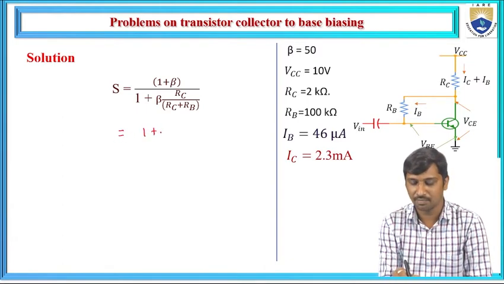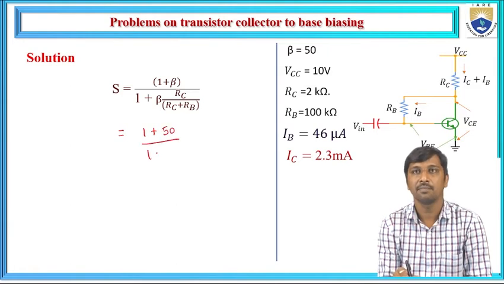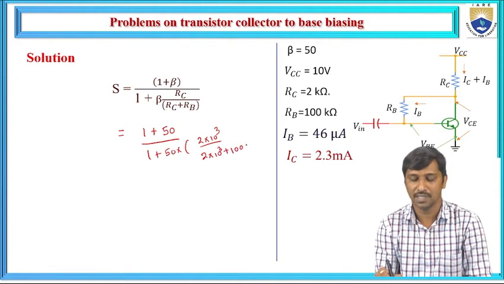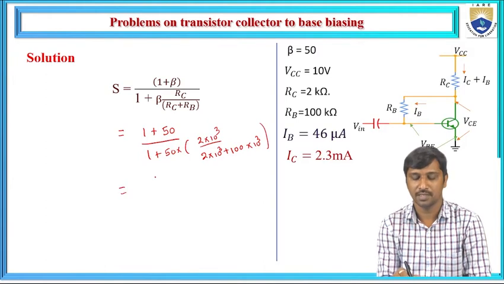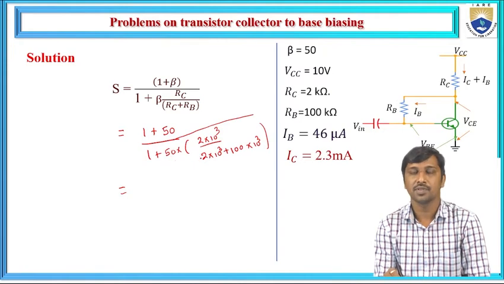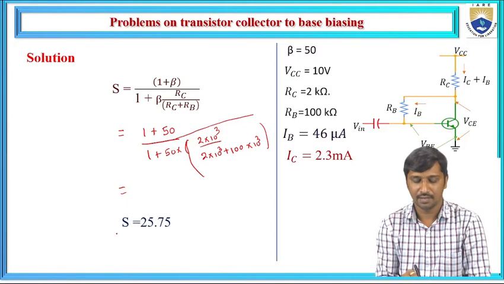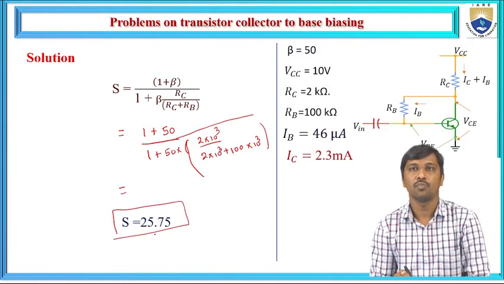So (1 plus beta) is 50 by 1 plus 50 times RC, which is 2 kilo ohms, 2 into 10 to the power of 3, divided by RC, 2 into 10 to the power of 3, plus RB, 100 kilo ohms, 100 into 10 to the power of 3. If you solve this ratio, the stability factor is equal to 25.75.